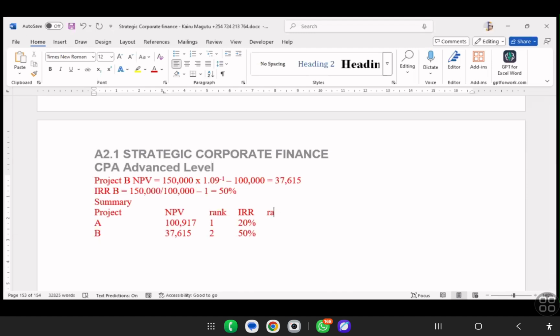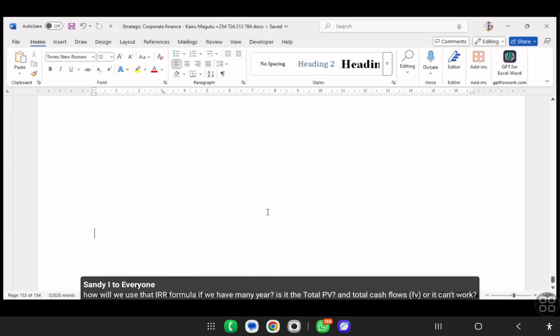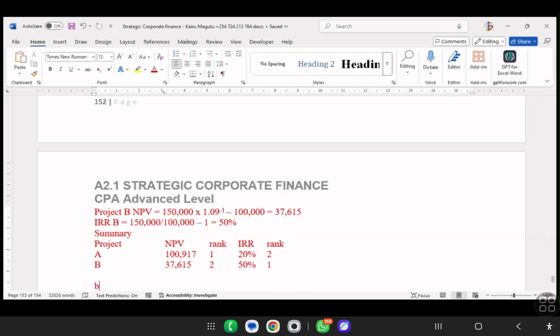If you are to rank, this one becomes number 2 and this one becomes number 1. That is what we call the conflict in ranking of the NPV and the IRR. That is scenario number 1, in case of difference in size of mutually exclusive projects. That was number A. Let's do number B.